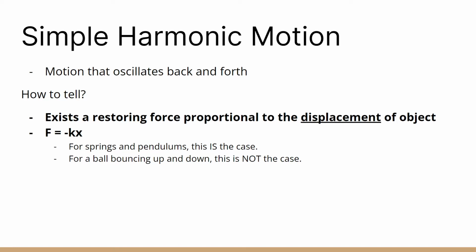So we can use the equation F equals negative kx to represent that the restoring force is proportional to the distance, which in this case is x. The negative sign in the equation represents the fact that it wants to pull the object back towards equilibrium, which is why we call it a restoring force. Keep in mind that this only refers to springs and pendulums, not to a ball bouncing up and down.